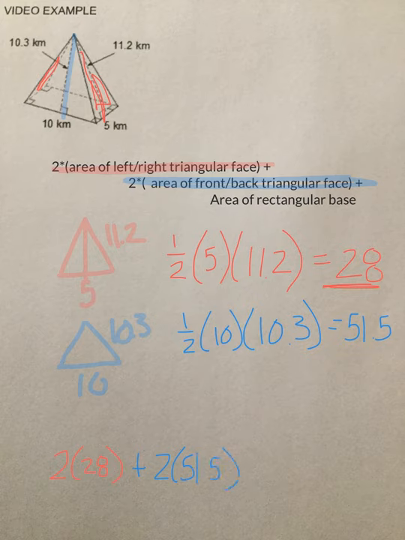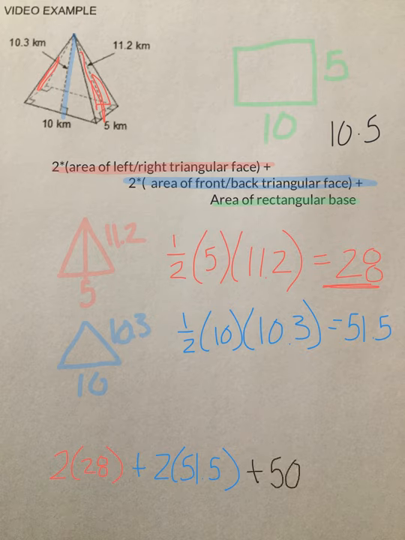And then the last part just says, find the area of the rectangular base. Well, that rectangular base, I'm going to draw it up here where I have a little bit more room, is just a 10 by 5 rectangle. Which means all I have to do is 10 times 5 to find the area of that rectangular base. 10 times 5 is 50. So I just simply add 50 on the end.